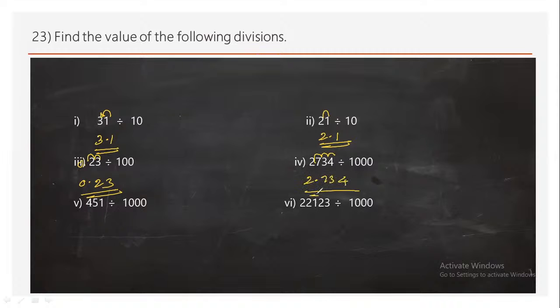2.734. 1, 2, 3 places back. 0.451. 3 decimal places back. 22.123. 1, 2, 3. Next question. 24.